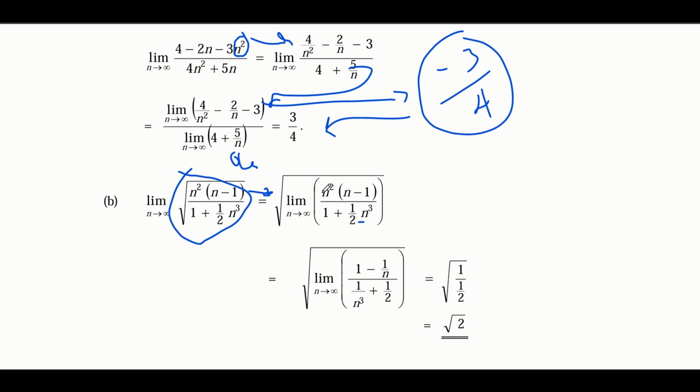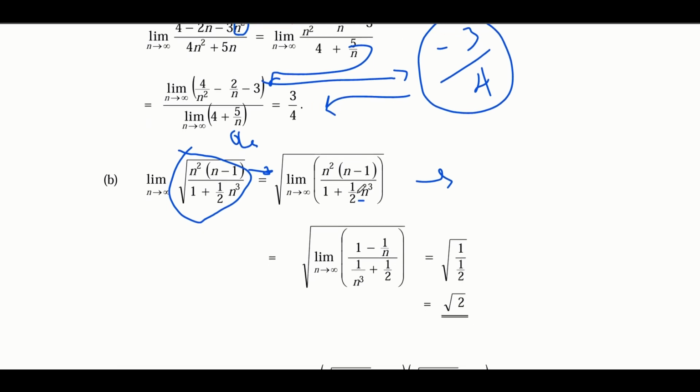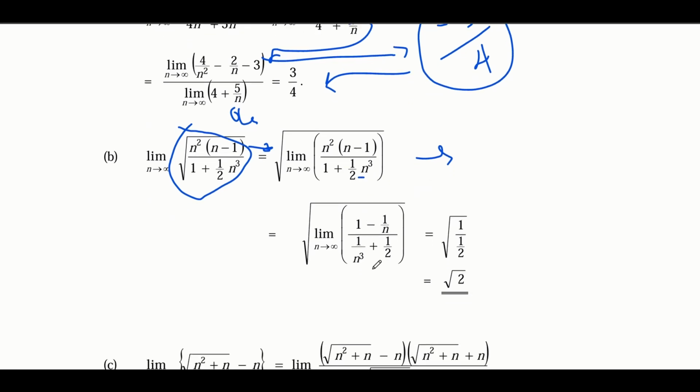Realize that here when you divide by n cubed, you would attain 1 minus 1 over n. Of course, you first have to expand this bracket before you divide by n cubed. I'm hoping you already know that. And when you divide the denominator also by n cubed, you obtain 1 over n cubed plus 1 over 2n. And now we start setting our variables to infinity.